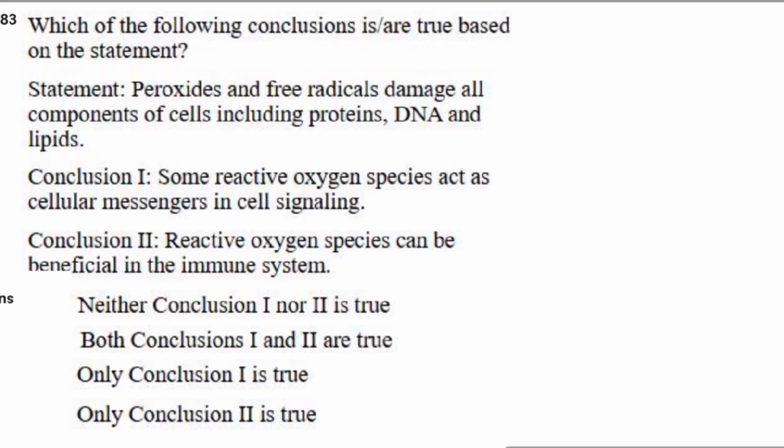Which of the following conclusions is true based on the statement? The statement is: peroxidases and free radicals damage all components of cells including proteins, DNA and lipids. Conclusion 1: Some reactive oxygen species act as cellular messengers in cell signaling. Conclusion 2: Reactive oxygen species can be beneficial in the immune system. Options are neither conclusion 1 nor 2 is true; both conclusion 1 and 2 are true; only conclusion 1 is true; only conclusion 2 is true. For this, the correct answer is the second one.